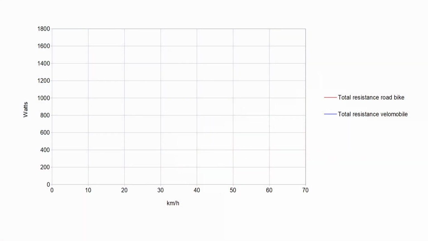Let's look at the power we need for a certain speed, including rolling resistance. The velomobile is plotted in blue, the road bike in red. Already at 20 km per hour, the road bike needs noticeably more power, and at 30, it's no longer a contest. At 40 km per hour, the road bike needs more than 300 watts, while the velomobile just needs 100.